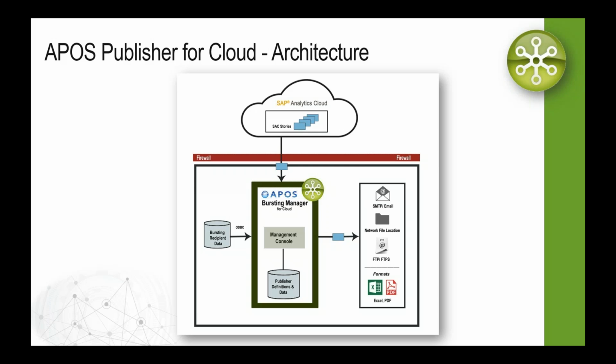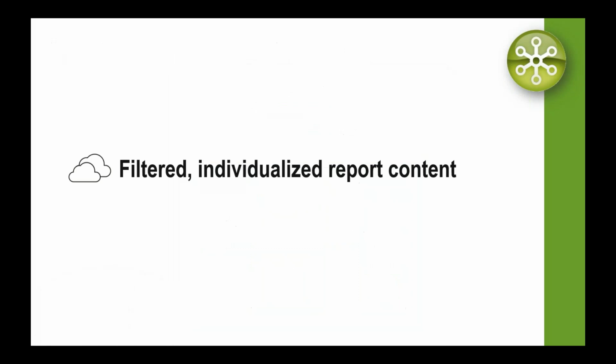Just to talk about the architecture of Publisher for Cloud, it's a solution that gets installed on-premise. We have a number of key processes there that allow us to communicate to the Analytics Cloud platform, take those SAC stories and burst them out to the destinations, the formats, and the recipients that you're looking for. To the left here, I want to point out the bursting recipient data. We'll talk about this a little later, but essentially here we're able to connect to a data source and dynamically drive the properties of these bursting definitions.